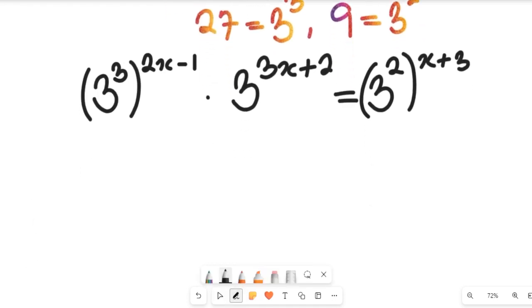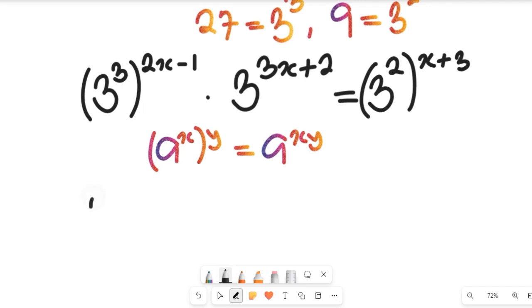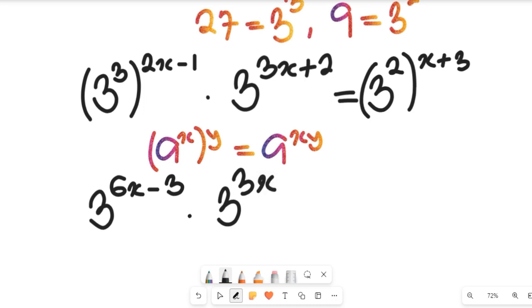We are going to look at a law of indices that if you have a to the power of x multiplied by y, this can be equal to a to the power of x times y. The exponent will have to multiply. So we are going to multiply the exponent. So this will give us 3 times 2x is going to give us 6x, right? Minus, this will give us 3, multiplied by 3 to the power of 3x plus 2, right? 3x plus 2, and this will be equal to 3 to the power of 2x plus 6.